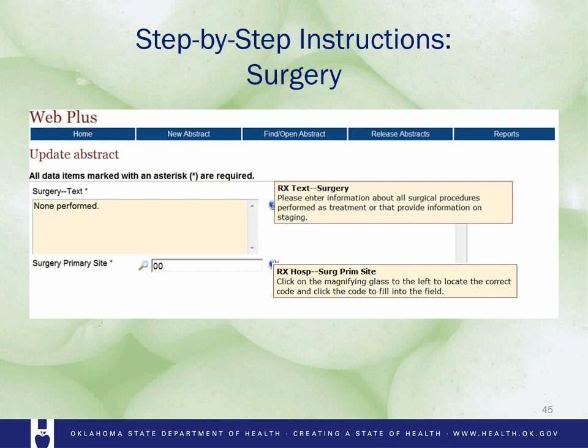The surgery text field should be used to document surgery date, facility, and name of surgical procedure. If no surgery was performed, then type None Performed in the text box. The surgery primary site field indicates what type of surgery was performed. Use the search icon and select the appropriate code that describes the type of surgery performed. If no surgery to primary site was performed, you will code 00.